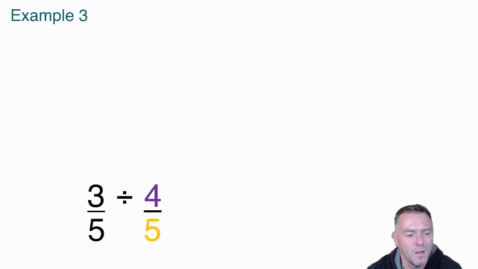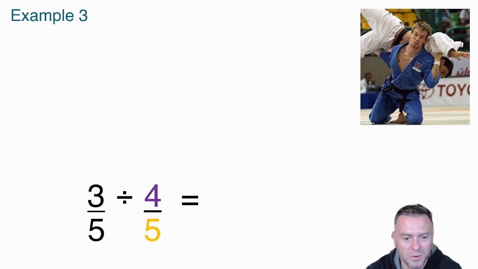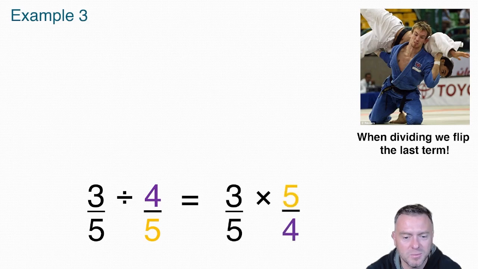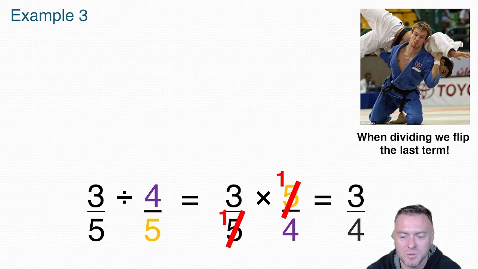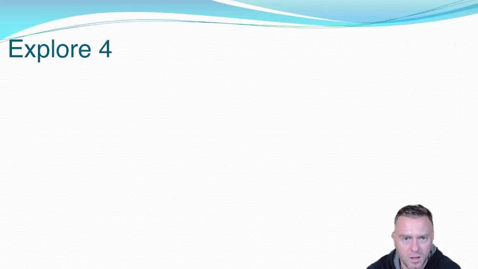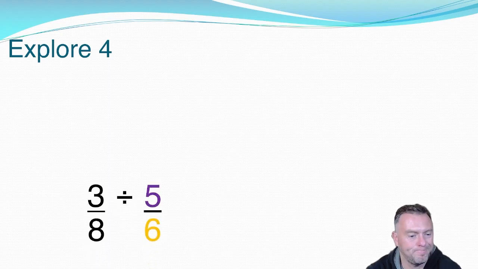So 3 on 5 divided by 4 on 5, exactly the same process. So first step is you always flip the last term. So 3 on 5 now becomes times 5 on 4. And then because there's a 5 on the top and the bottom, we can actually reduce those. So we cross them out. So that goes to a 1, that becomes a 1, and then that becomes 3 on 4. Have a go at this one.